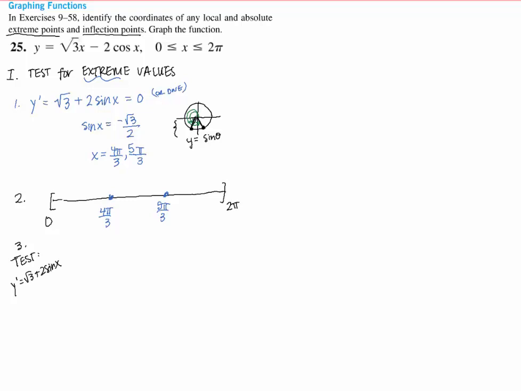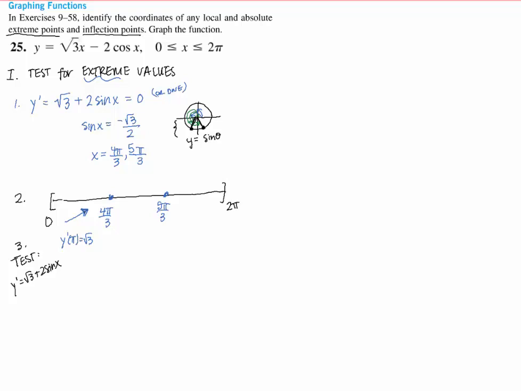So some number between 0 and 4 pi over 3, if I reference my circle up here, I can find that I have two nice values to test this first derivative at. Those are pi over 2 and pi. At pi, sine is 0, so that's even better. So I'm going to test y prime of pi. That's the square root of 3, right? Because the sine of pi is 0. So that's a positive value. That means that the function is increasing on this interval.